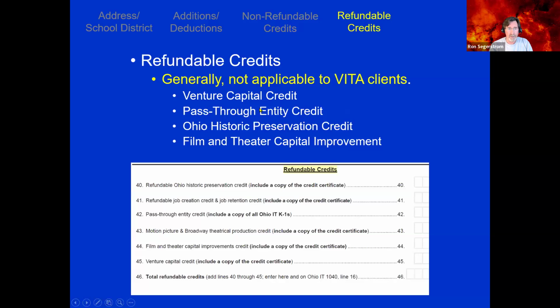All right, so refundable credits. I guess this has actually gone pretty quick. Generally not applicable to our VITA clients.